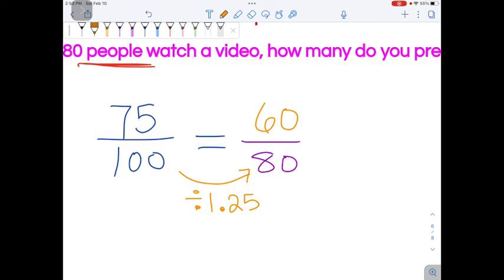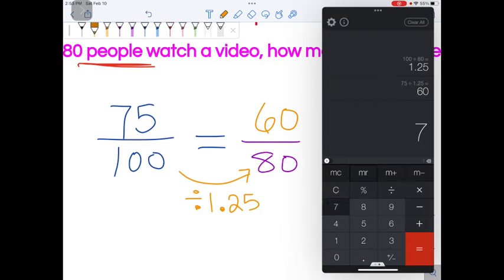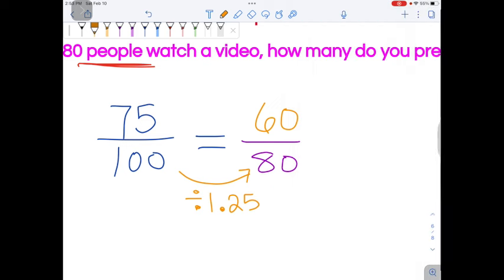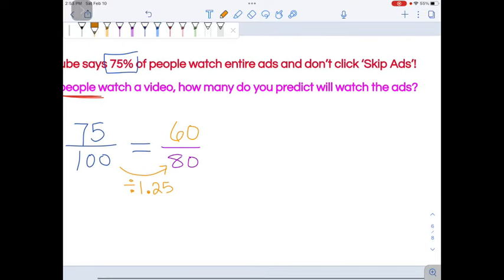Ms. Toivola, how would I know if this is correct? Well, a couple of different ways. 75 over 100 gives me this decimal, and 60 over 80 gives me the same decimal, so that's one way to know. So our prediction is 60 people will watch.